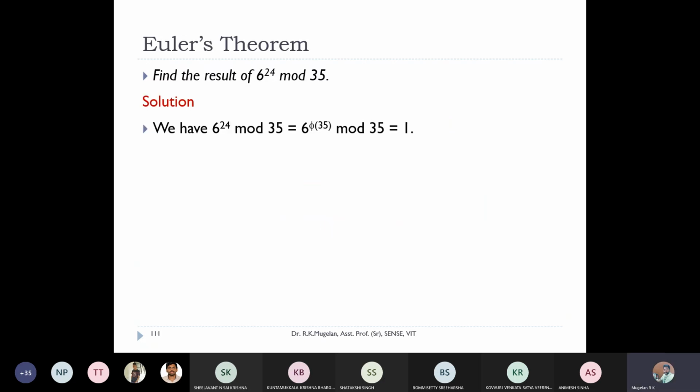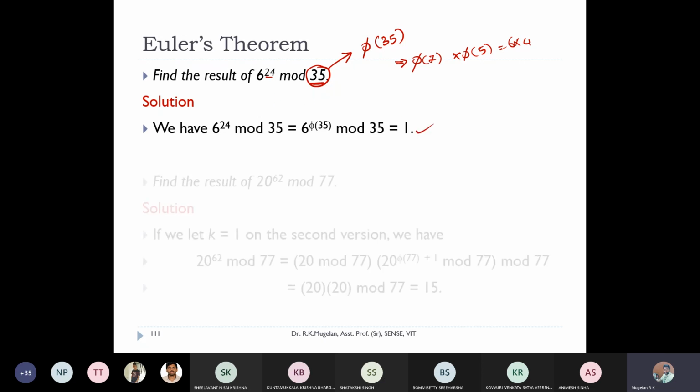So here they are asking you to find the result of 6 power 25 mod 35. 35 is not a prime number, so we can't go with Fermat's theorem. So simply I'll go with Euler's theorem. The first step is to take the modulus you have and find phi of that modulus. In this case, phi of 35. How will you find phi of 35? How do you get 24? You can write it as phi of 7 into phi of 5, so you'll be getting 6 cross 4, so 24. Simply I'll apply my first version. The answer is 1.